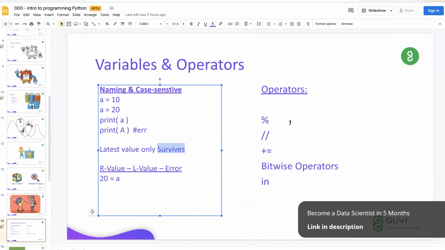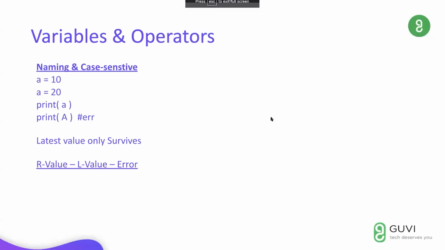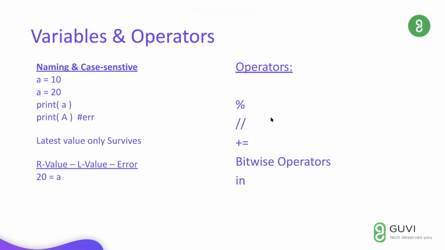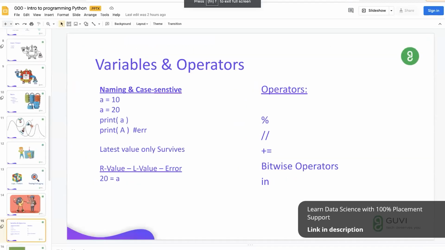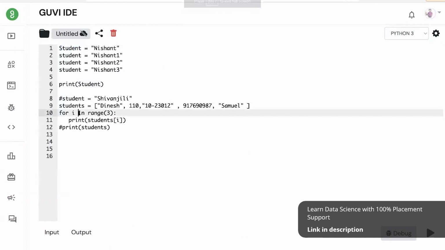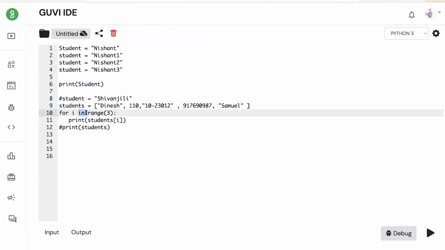And the next part is the operators. The operators are straightforward, nothing big or challenging. These are some of the operators which you need to understand in Python. Other than plus, minus, addition, subtraction, division, which you already know, these operators you need to understand. For example, the modulus operator, the double slash operator, the bitwise operators, and the in operator. The in operator you have already used, like for example, range in. This is an inbuilt operator.